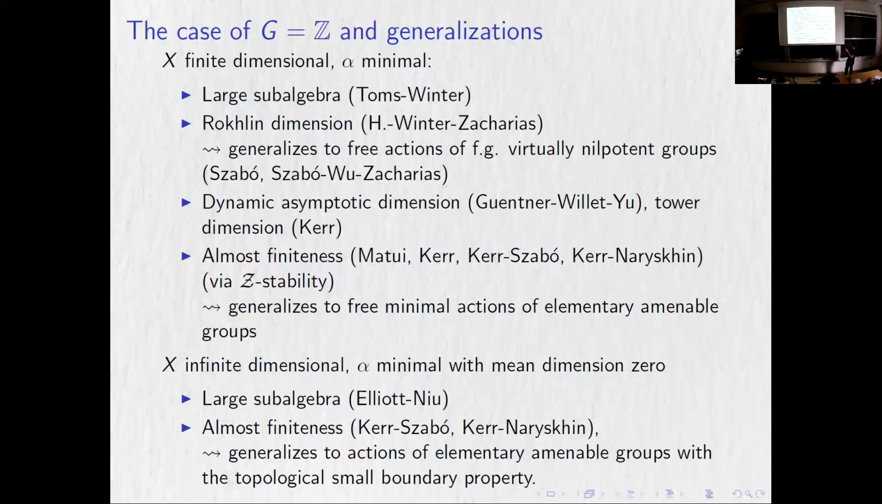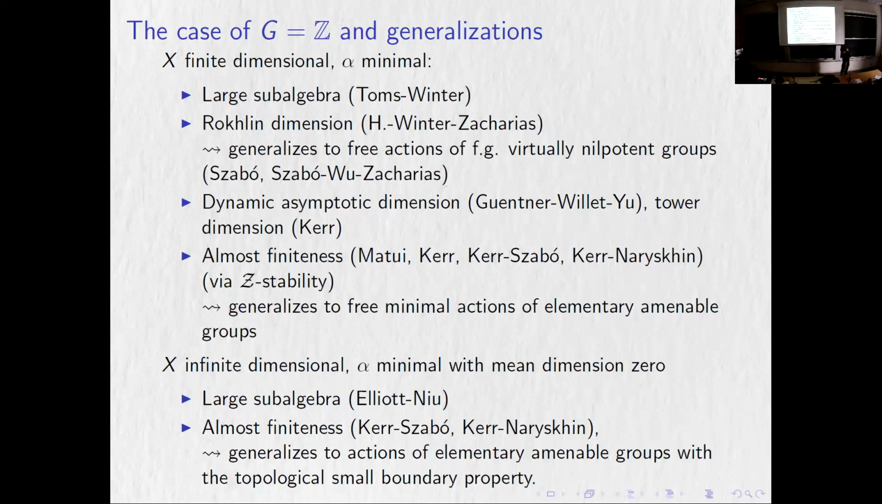And the advantage here is that you can get it for more general groups. The best results known at the moment are for free minimal actions of elementary amenable groups. It was done by Kerr and Szabó, who got it for sub-exponential growth, and Kerr and Hirshberg improved it to elementary amenable groups. So you get a wider class of groups. On the other hand, the downside is that you need to assume minimality. It doesn't work in the non-minimal case, and all these things involve freeness. The group has to act freely.